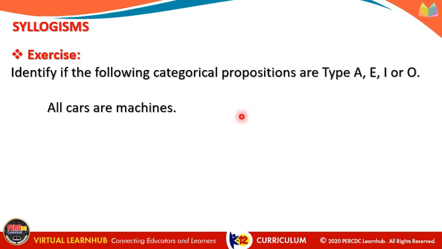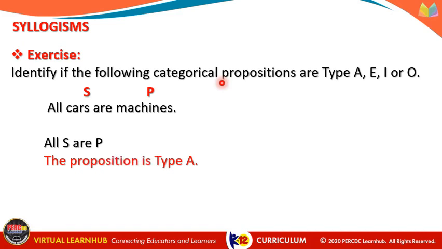Next, all cars are machines. The subject is cars. The predicate is machines. As we can see here, this follows the all S are P format. Therefore, what we have is a type A proposition.